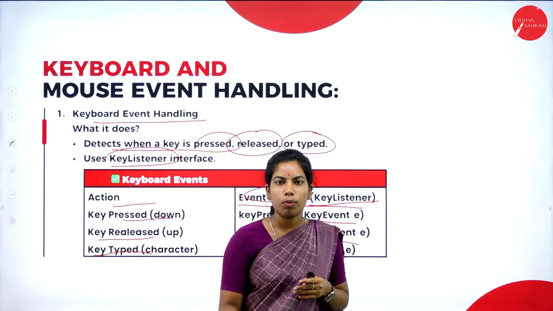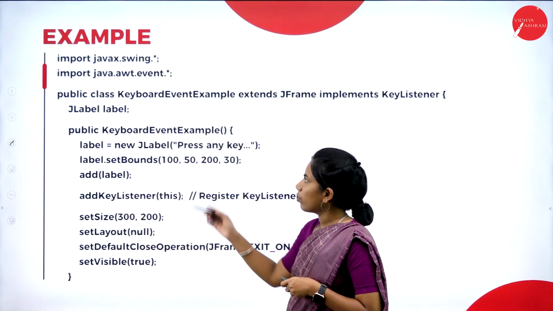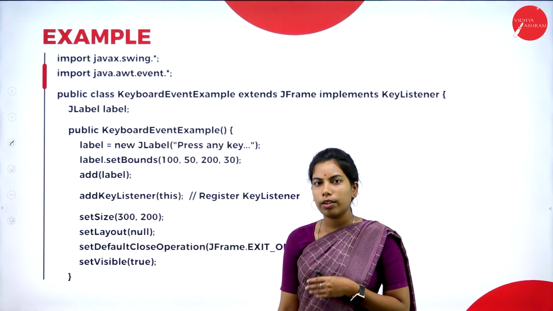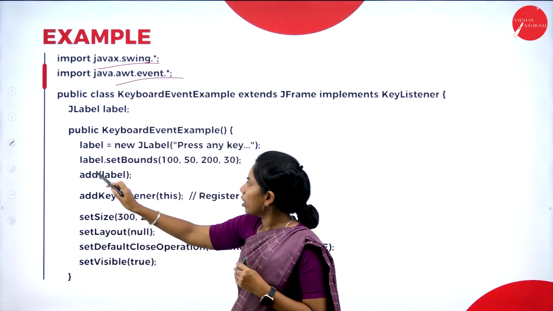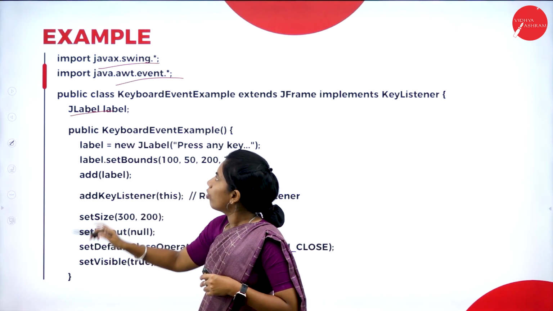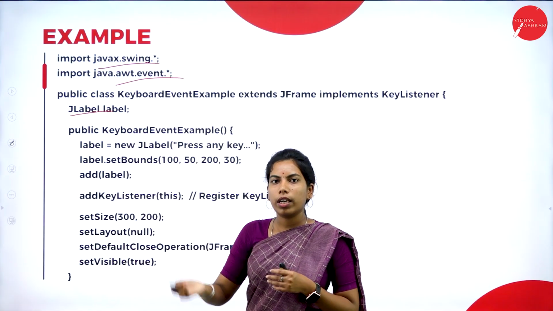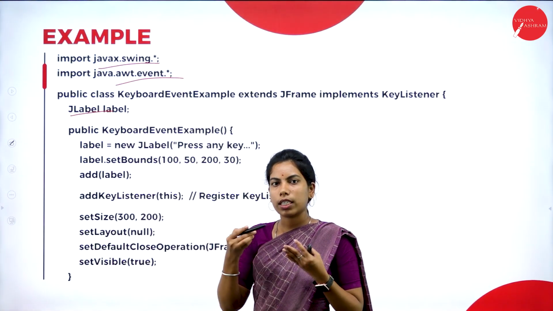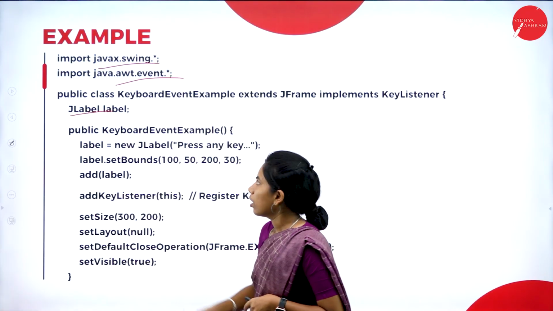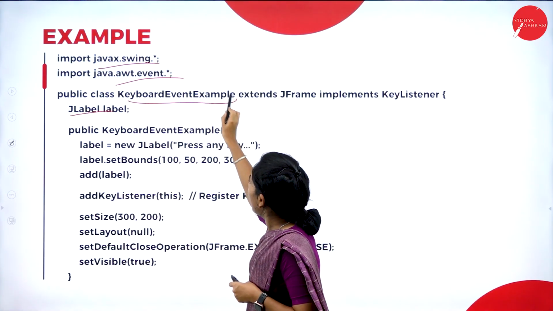A key event object. And after this we can see one simple program for the key event program. Let's see javax.swing. Why? Because we used a JLabel, and for that we need javax.swing. In the upcoming sessions you will get to know in detail what exactly Swing and AWT are.